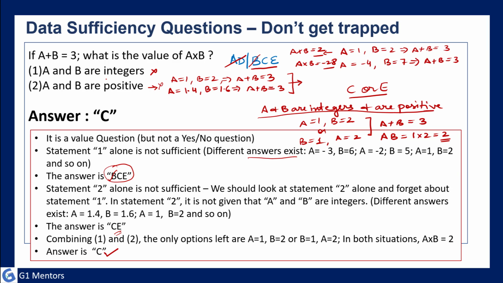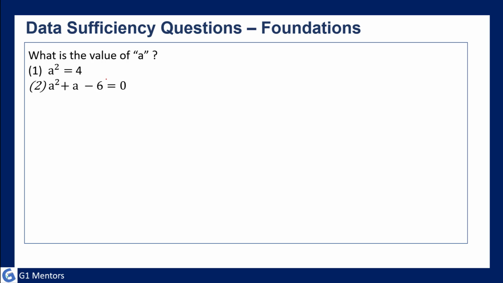Now let's try another data sufficiency question. This question says, what is the value of a? The first thing is we need to write ADBCE as the answer choices. In every data sufficiency question I write this. Now let me take the first statement alone. The first statement says a square is equal to 4. That gives me answer choices: a can be 2 or a can be minus 2. So statement 1 alone is not sufficient, and I strike off A and D.